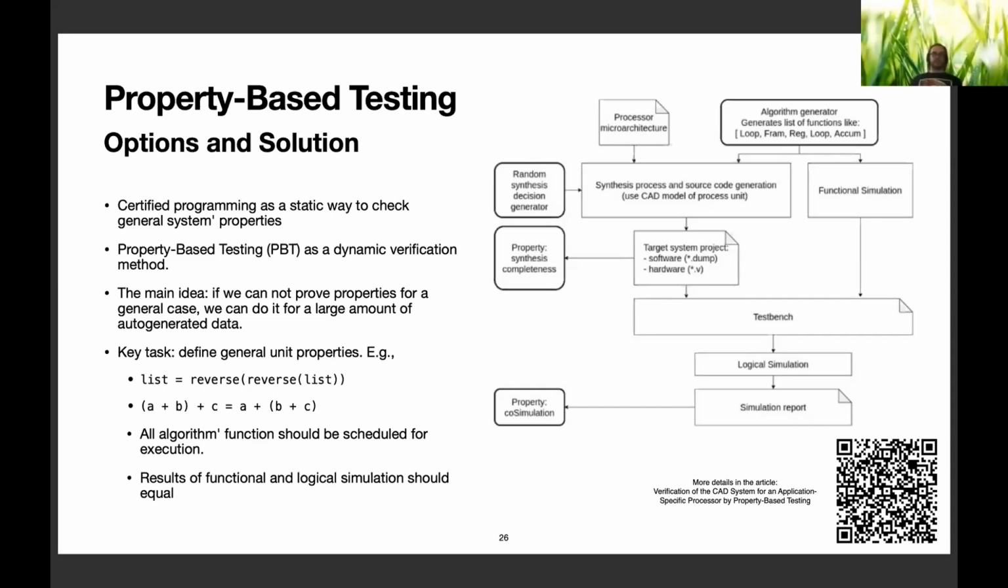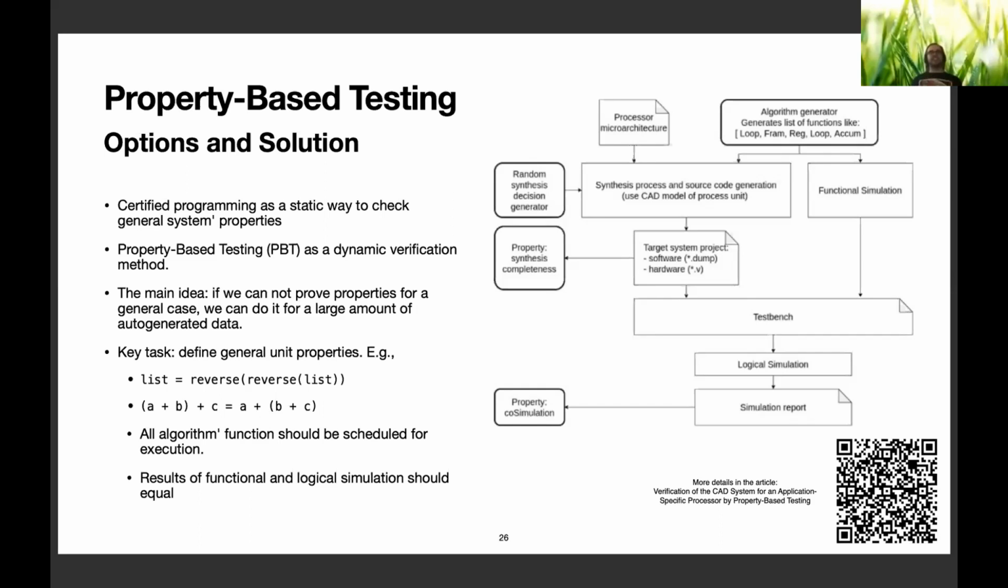In our case, what is the main problem with applying property-based testing in your project? The main problem is how to formulate, how to define general properties. And here we define only 2 very simple properties of synthesis processes for our CAD. First of all, if we have some application algorithm, all operations from these algorithms should be scheduled for execution. And of course, that's a property.